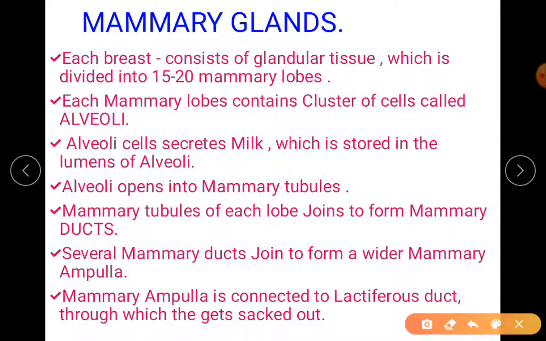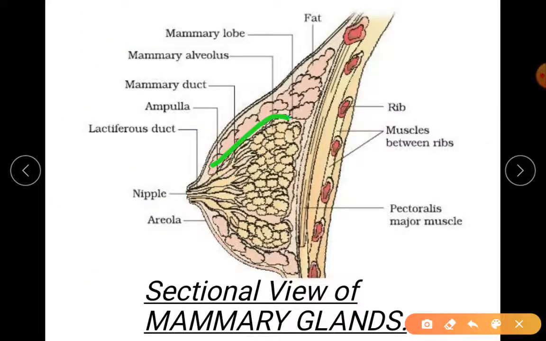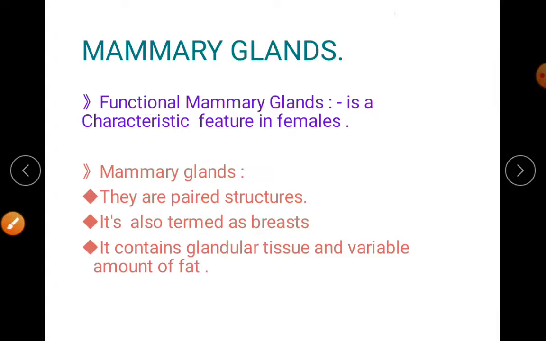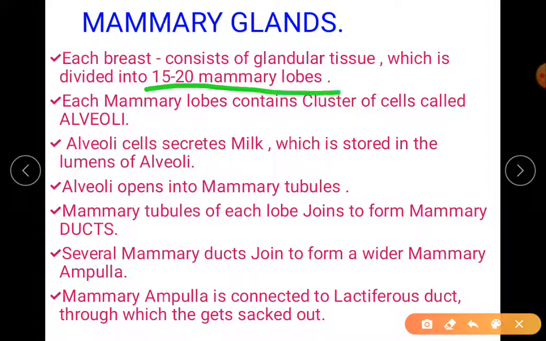Coming to the description of each part in the mammary gland. Each breast consists of the glandular tissue. I hope you understood what is that glandular tissue. This is the glandular tissue which is lobed. Why is it called gland? Because it synthesizes and secretes. That's why it's called a gland. So glandular tissue is divided into many mammary lobes.